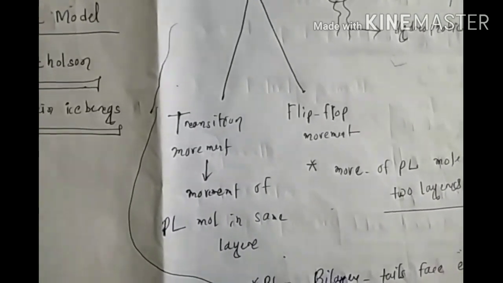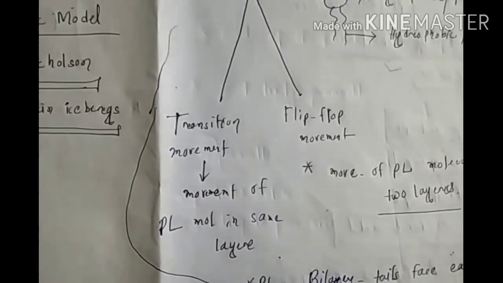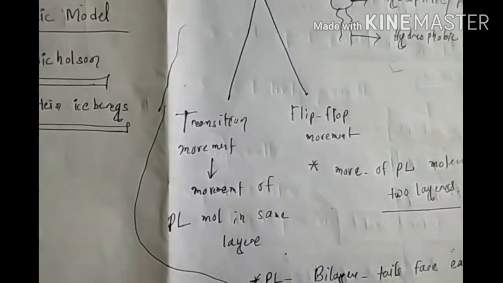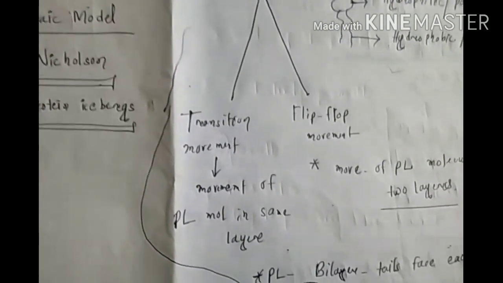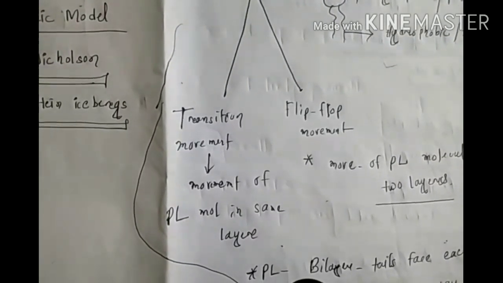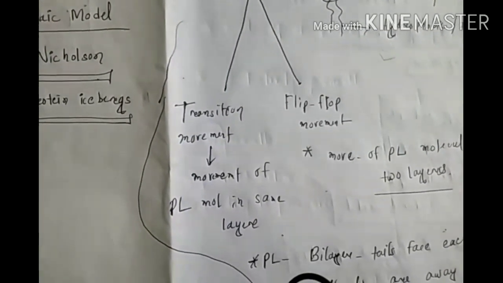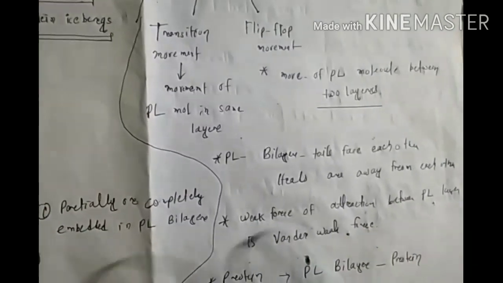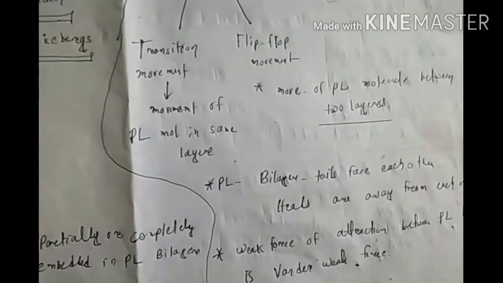If we consider this, the phospholipid is amphipathic in nature, so the head will be hydrophilic and the tail will be hydrophobic. Here the phospholipids show two kinds of movement: one is transition movement and one is flip-flop movement. Transition movement means they move through the same layer, and flip-flop movement means they move between two layers, one upper layer and one lower layer.